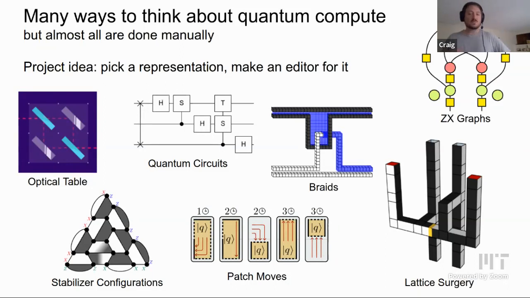Pick some representation of quantum computations that you think is elegant, that you wish you could work with directly on a computer giving you feedback, and make it happen.